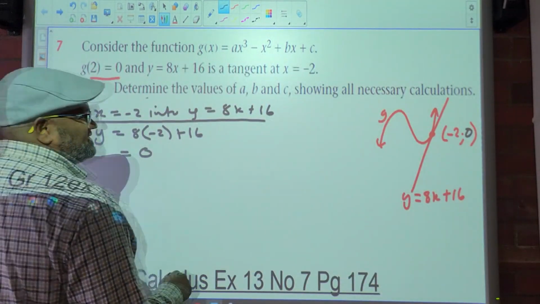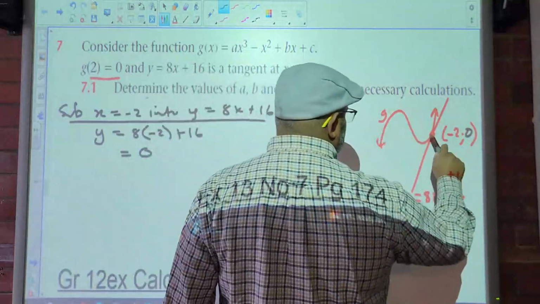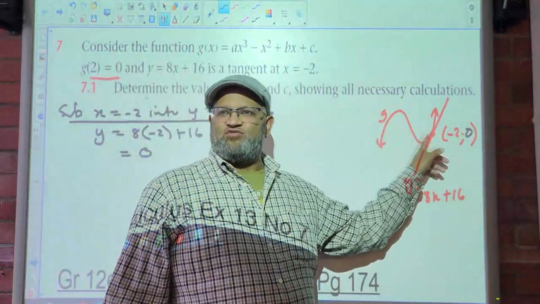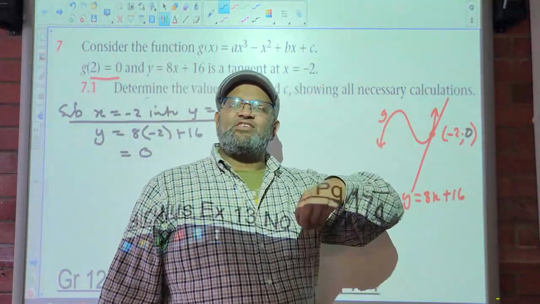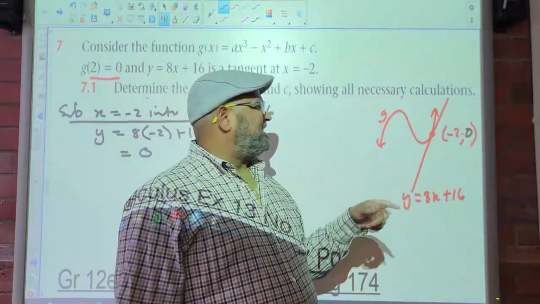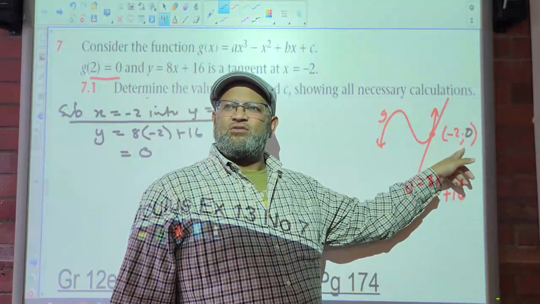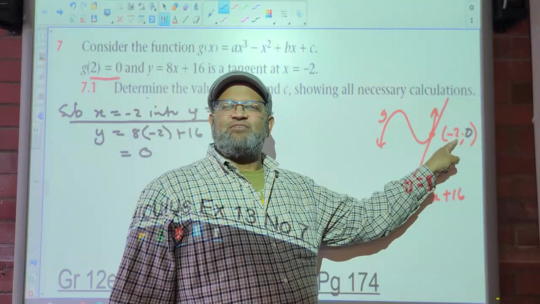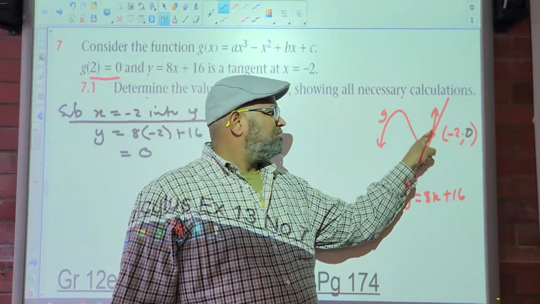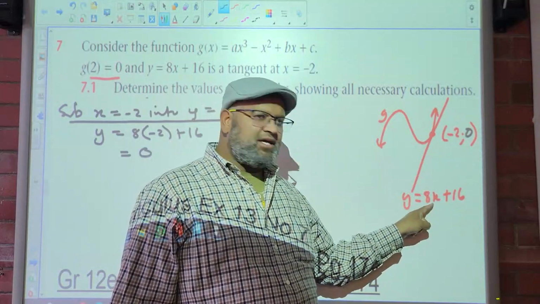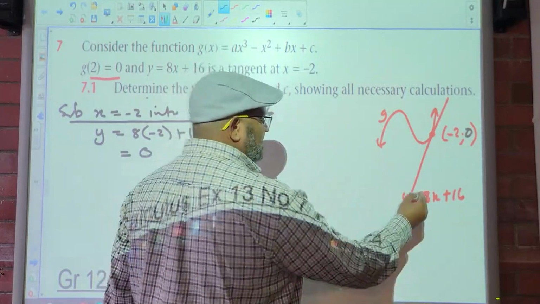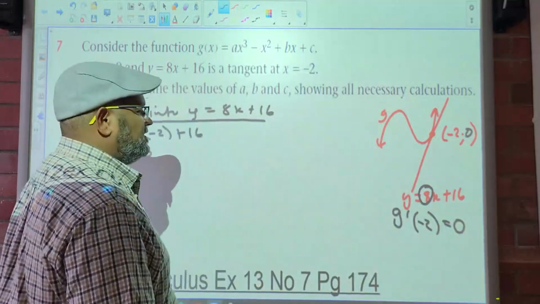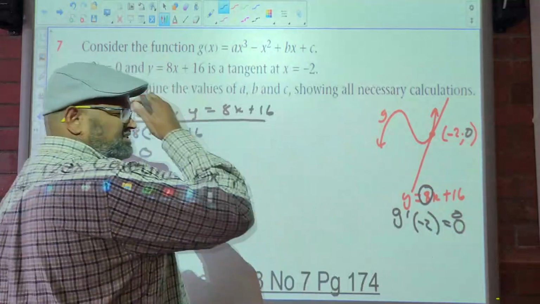What else can we look at here? If I apply my derivative, g dash of x is a general gradient anywhere along the curve of g. If I substitute my x value into the first derivative, I get the gradient at that point. So what would the gradient be at negative 2? It's 8. Can you see that, people? In other words, g dash of negative 2 is equal to 8. So the gradient at negative 2 is 8.